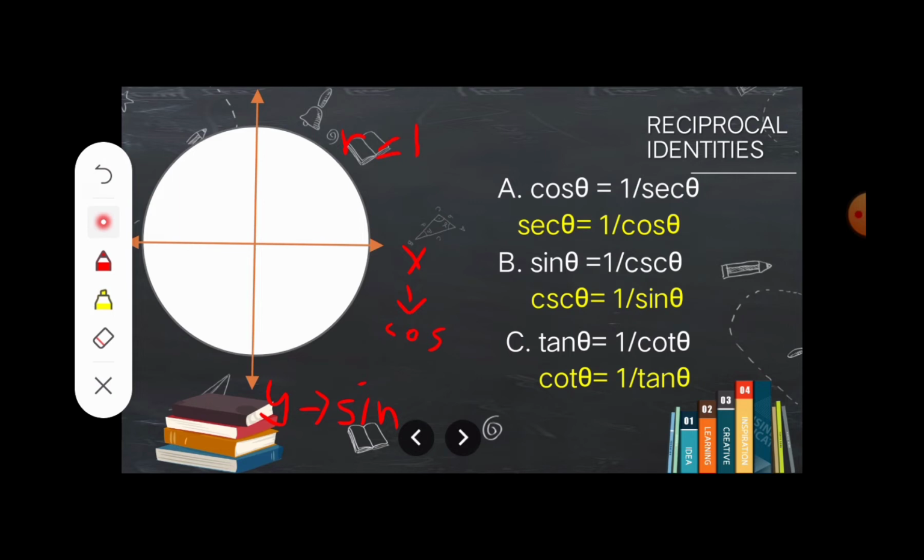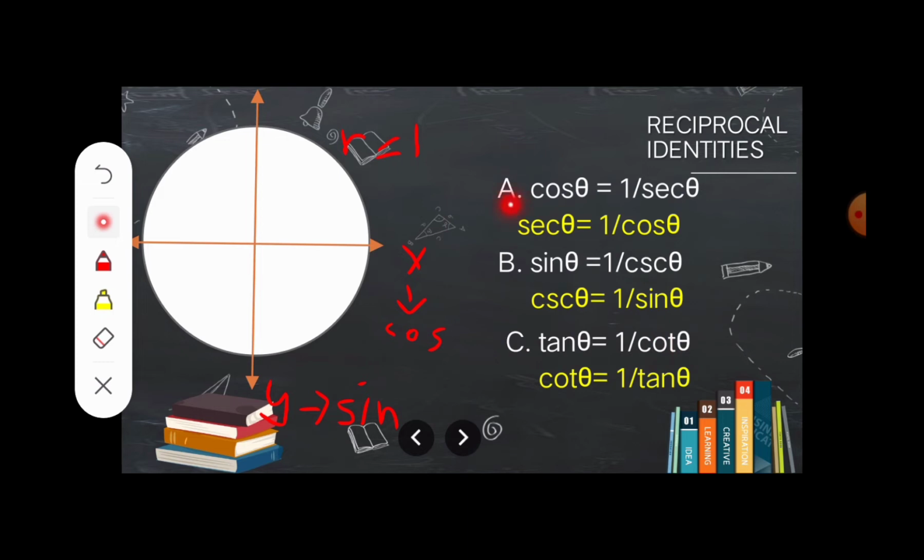In our reciprocal identities, if we have cosine theta, the reciprocal of cosine is secant. So we have cosine theta equals 1 over secant theta. Then sine theta is equal to 1 over cosecant theta. Tangent theta is equal to 1 over cotangent theta.